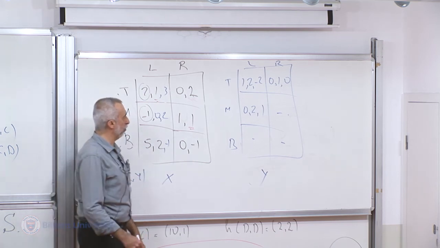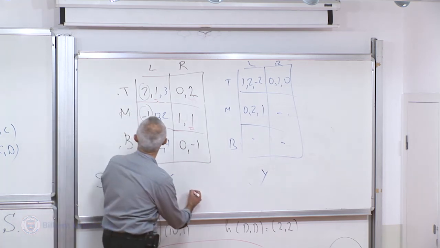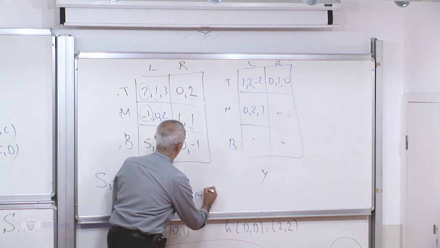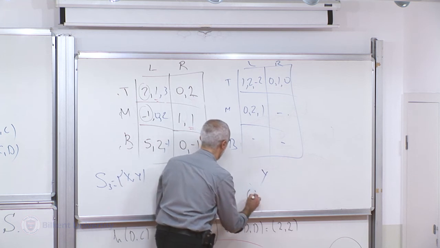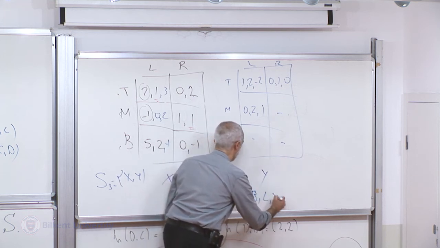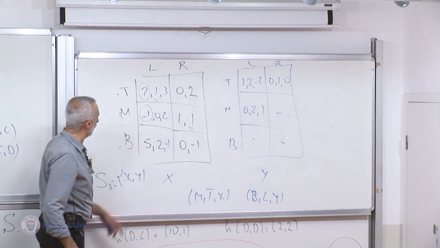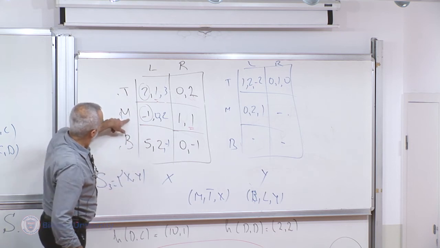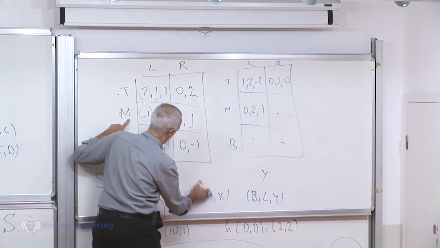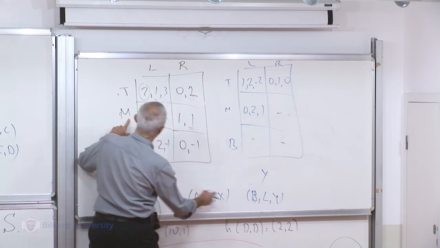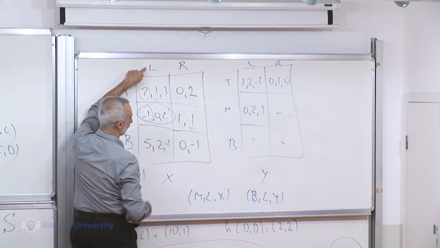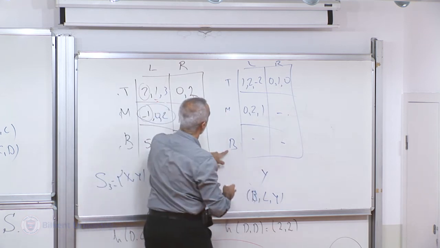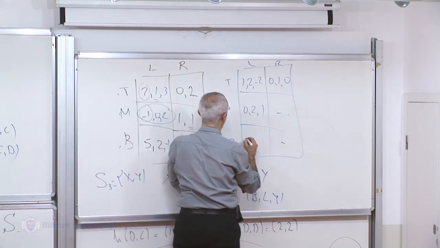And if I want to compare, let's say M, L, X to B, L, Y. What am I looking at? M, L, X. That's this cell. B, L, Y. So I should put numbers in here.